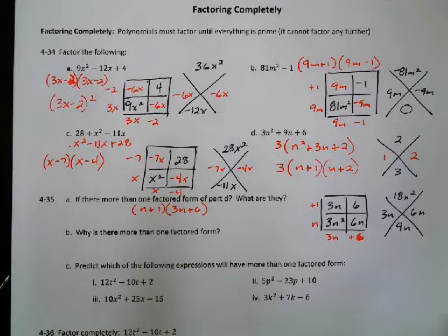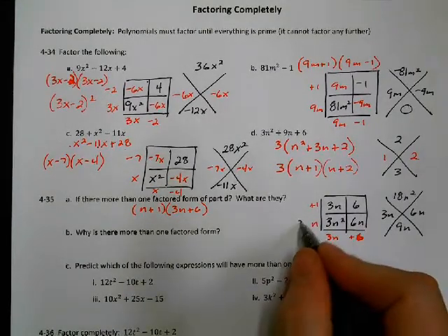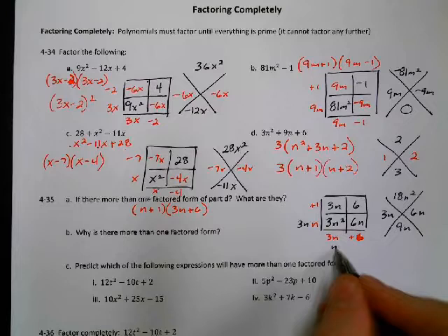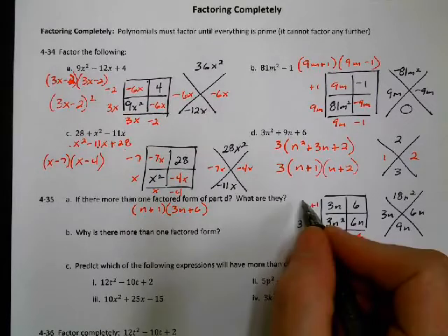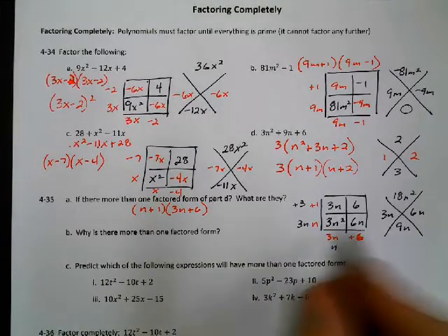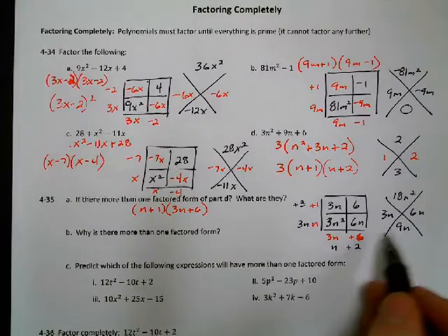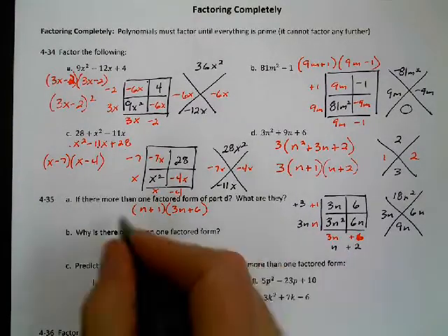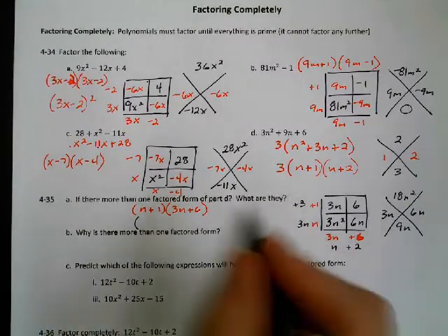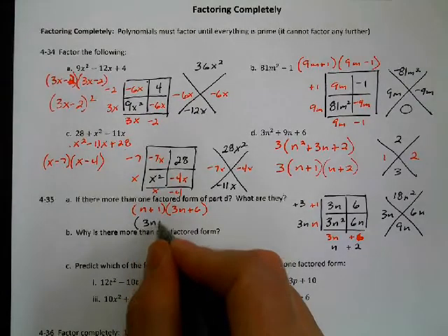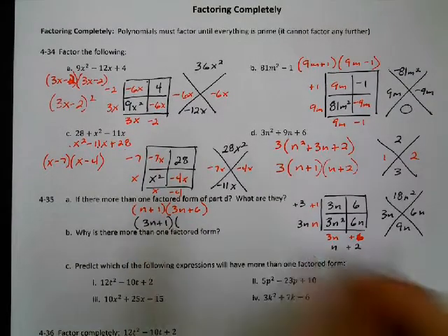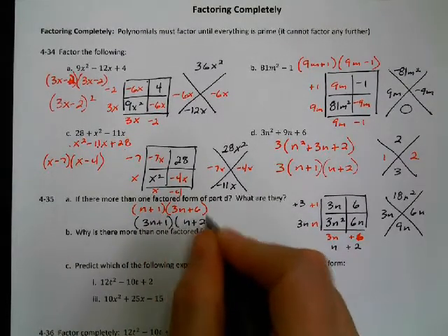But what if I would have done it the other way? What if I would have put 3n over here and n right there? Well, then this would have been plus 3 up here, and then this would have been 2 over here. And it still works out. 3 times 2 is 6. So my other factorization of this is 3n plus 1 times n plus 2. It factors 2 different ways.